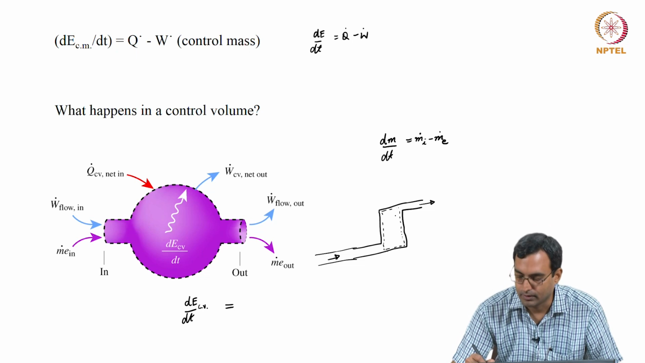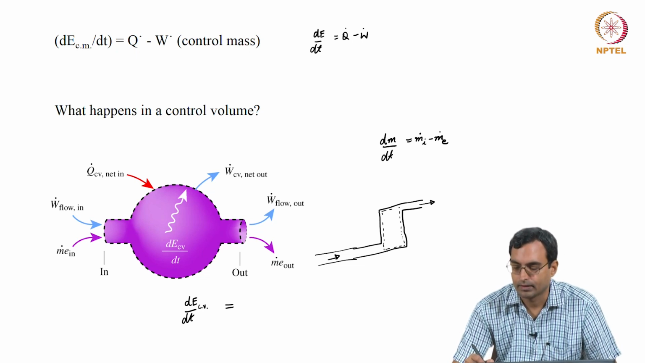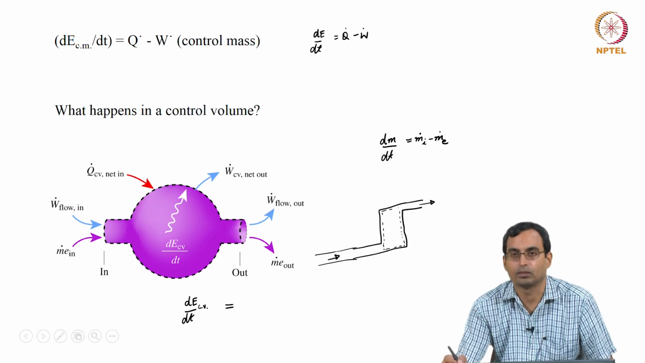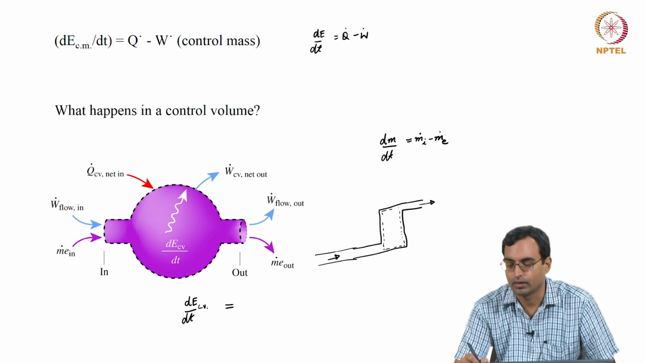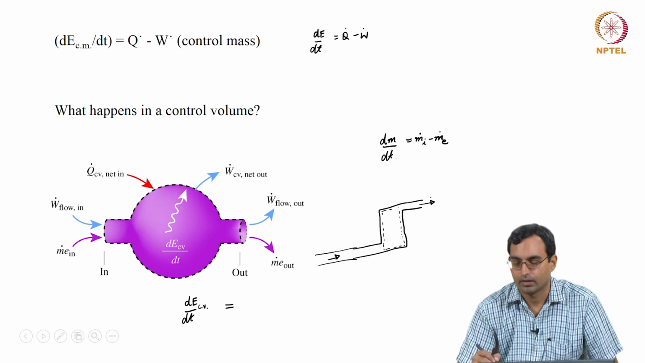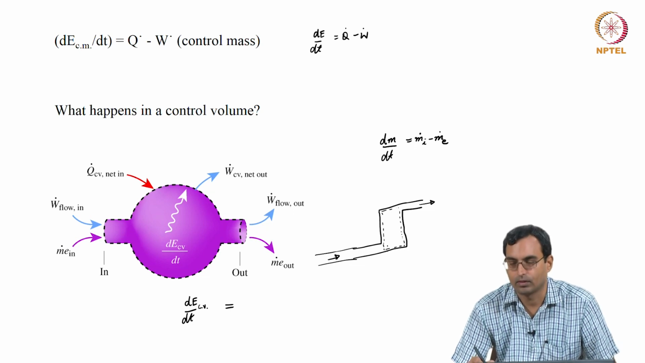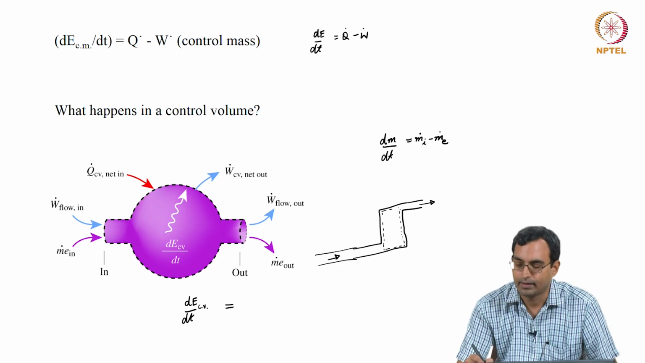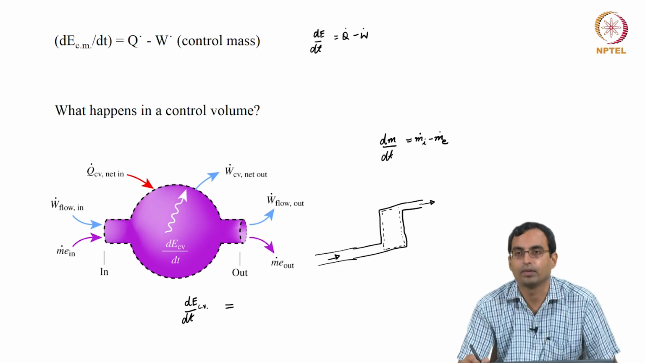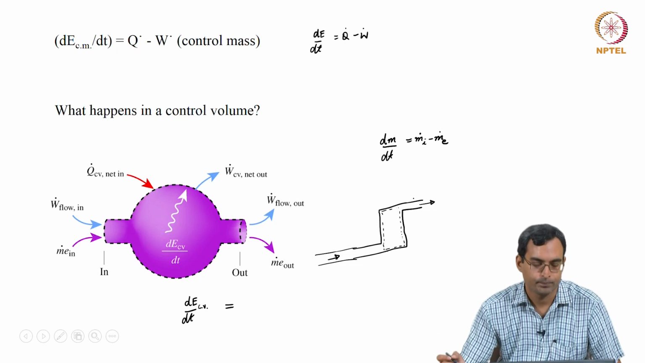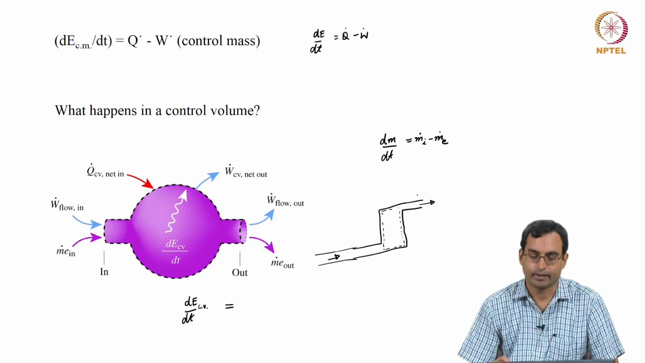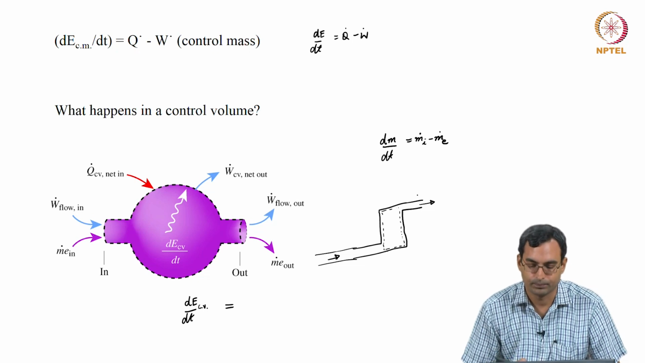Similarly, when this fluid is going out, the control volume is doing work on the fluid which is going out and pushing it out. So, the surroundings need to do work on the control volume here, and when it is going out, the control volume is doing work on its surroundings by pushing out fluid. So, these are two additional terms which we need to take into account when dealing with a control volume.